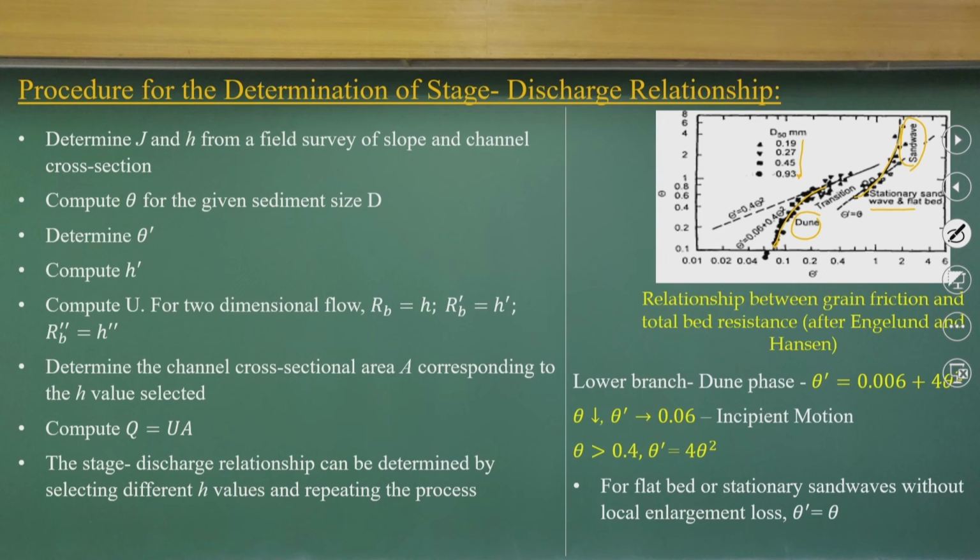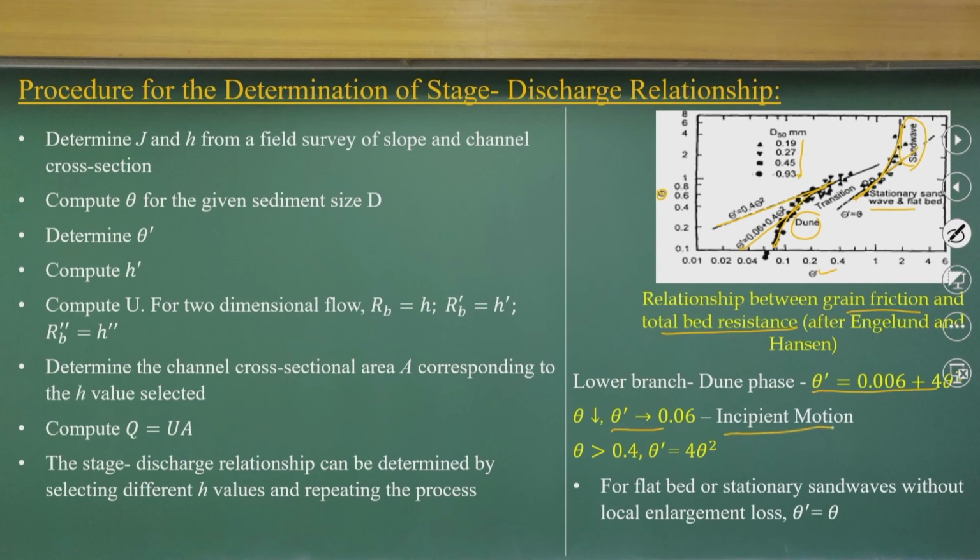To follow these ones, he established the relationship between the grain frictions and total bed resistance. So, theta dash is the grain frictions and theta is the total bed resistance. He established the data and approximated the data with different linear fits to solve these ones. That is the reason he has put in different equations.